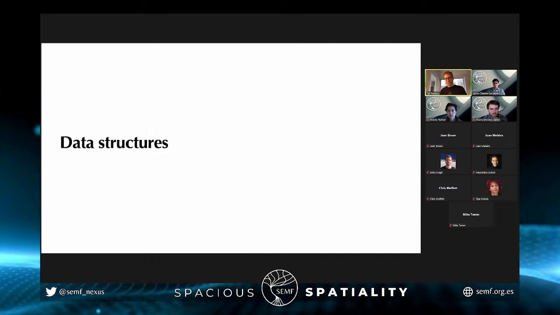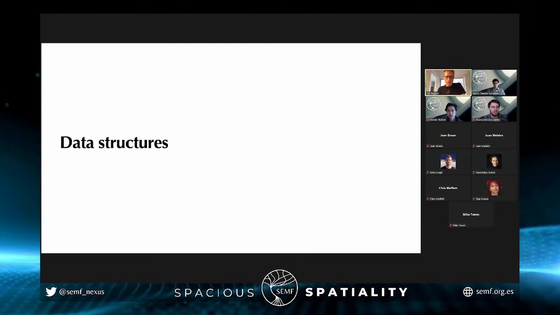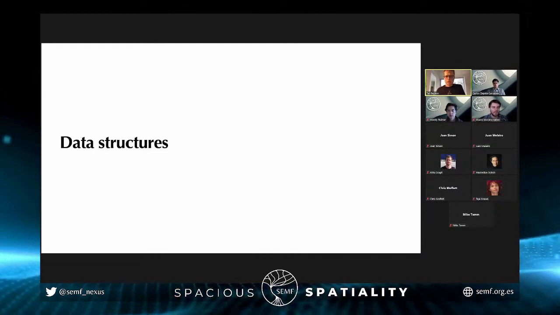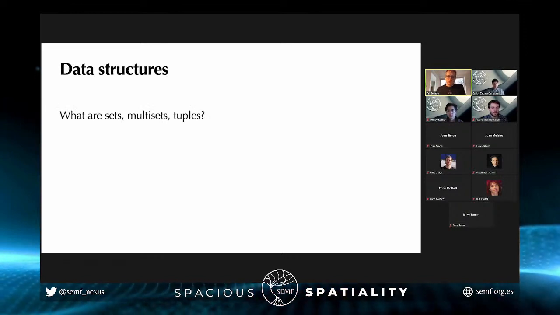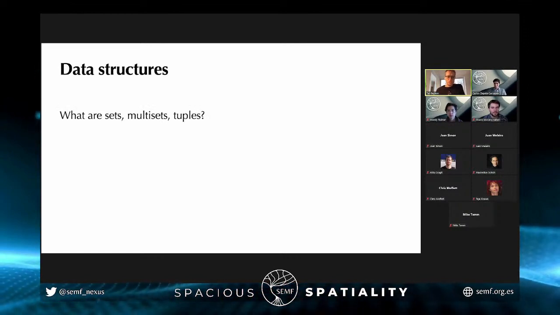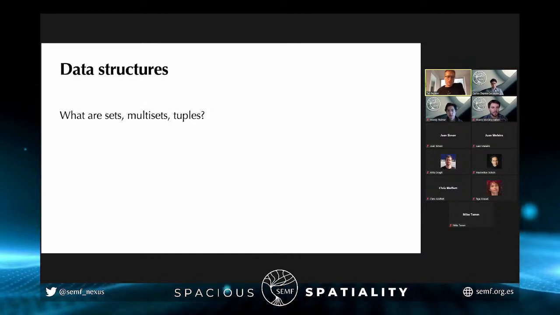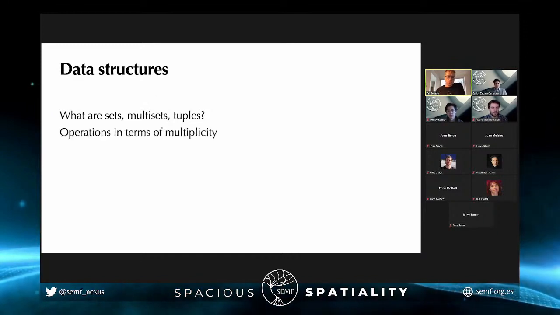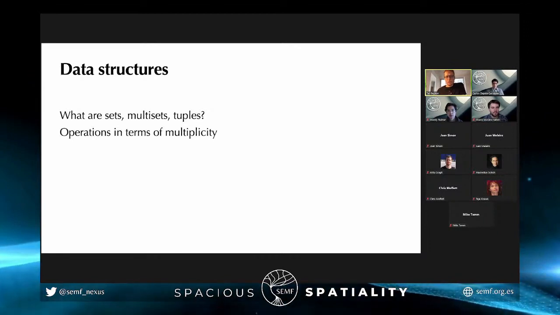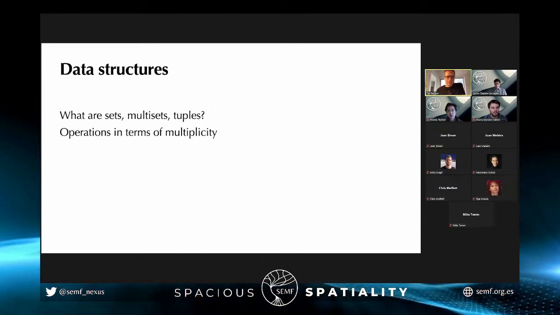Okay, let's cover some of the basic mathematical ingredients that we'll use to structure all of the stuff we're gonna talk about today. So we're gonna use three basic building blocks. Two of them are probably familiar to most people with mathematical training. They're sets, multisets, and tuples. We're gonna think about how they operate in terms of what's called their multiplicity of elements in these objects.